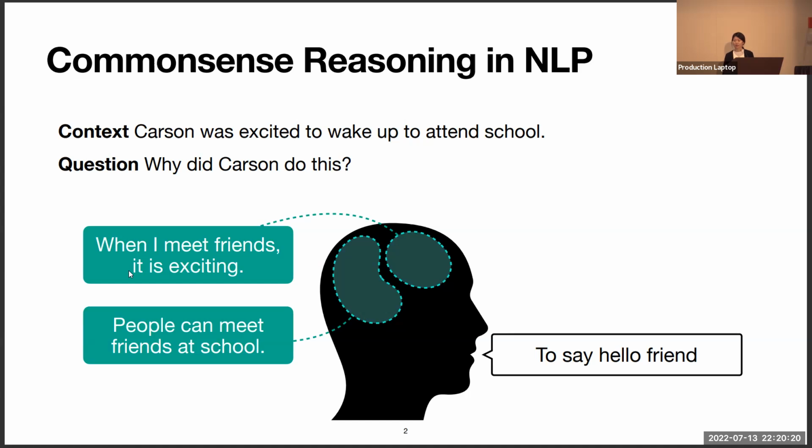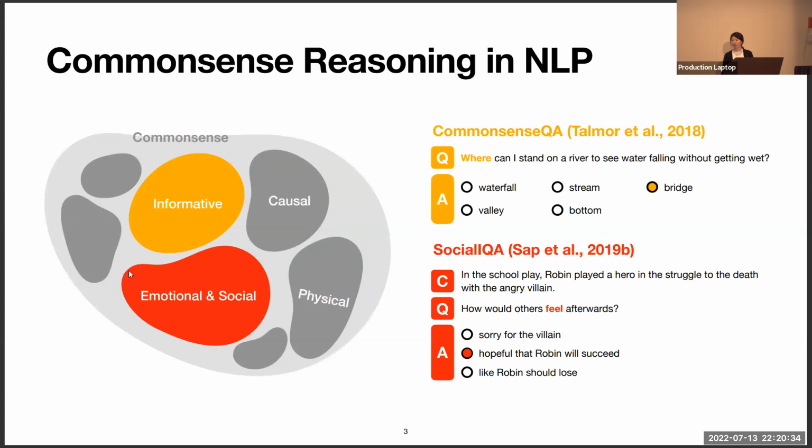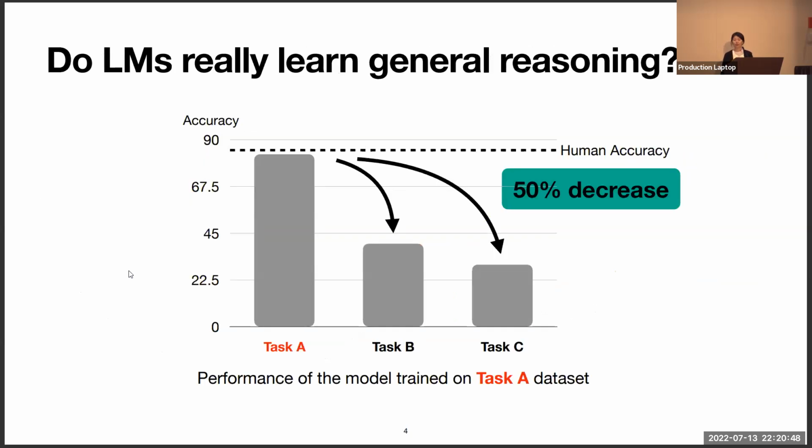Let's start with a simple example. Common sense reasoning is a whole process using background knowledge, which is not written in the context. As you know, common sense reasoning is a key factor in daily communication, so already lots of works have been carried out. Also, there are various benchmarks that require different types of knowledge, such as CommonsenseQA for informative common sense and Social IQA for emotional and social common sense. Based on those benchmarks, the state-of-the-art models already achieve human level accuracy.